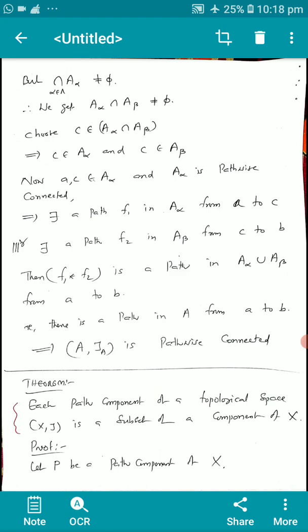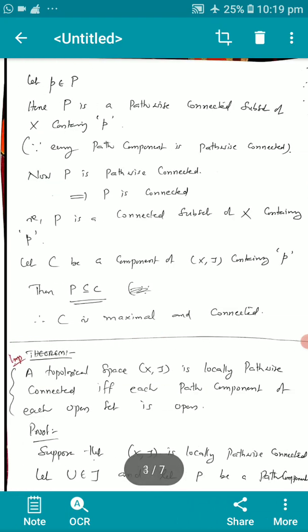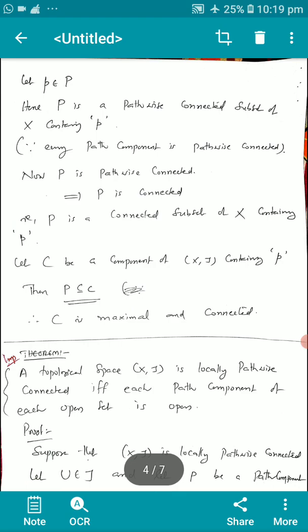Next theorem. Each path component of a topological space X is a subset of a component of X. Each path component of a topological space X is a subset of a component of X. Proof. Let P be a path component of X. We are taking an element small p in P. Hence, P is a pathwise connected subset of X containing this point p.